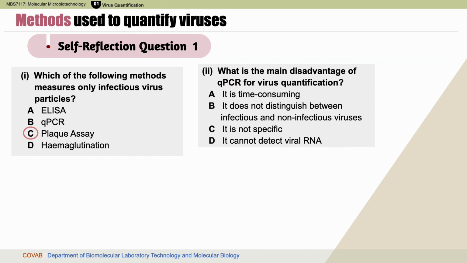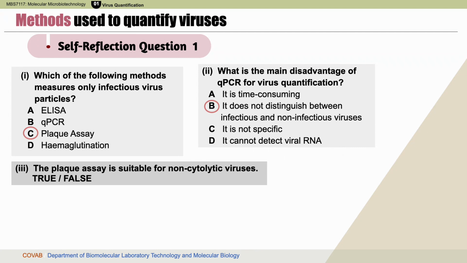Question 2. Which is the main disadvantage of the quantitative PCR assays for virus quantification? A, it's time consuming. B, it doesn't distinguish between infectious and non-infectious virus particles. C, it's not specific. D, it cannot detect viral RNA. The key word here is main disadvantage of quantitative PCR. And you've got it right. It does not distinguish between infectious and non-infectious viruses.